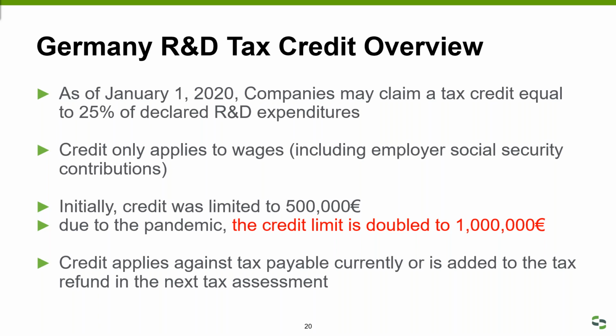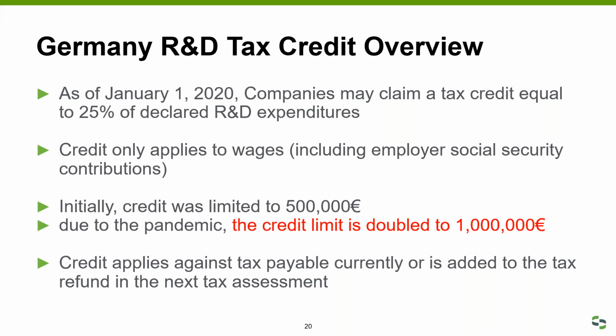Interestingly, initially the credit, and it is a refundable credit, I want to stress that, was limited to 500,000 euros, and it was due to the pandemic increased to 1 million. And ultimately it's about 25%, as we said. So, to get, in essence, 500,000, you were spending 2 million. And now underneath the regime, if you identify 4 million, you're going to double the size. Again, the credit applies against tax payable currently or is added in the net tax assessment refund.